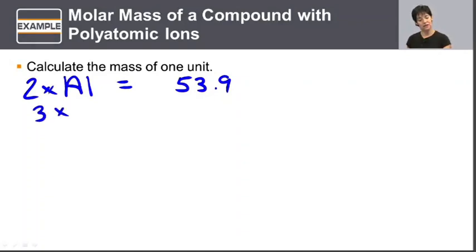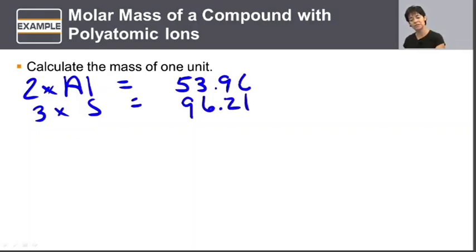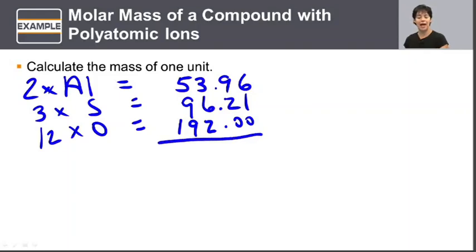We have 3 sulfur, we said, and that gives us 96.21. I'm sorry, my 6 is missing. I do apologize. And finally, we have those 12 oxygen, and that gives us a total of 192.00. Add it all up, do the maths, and we come up with 342.17 AMU.